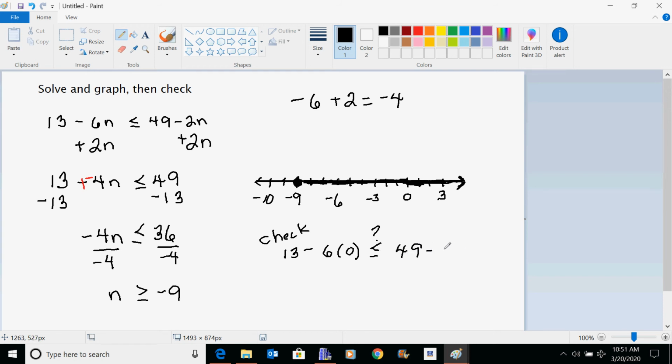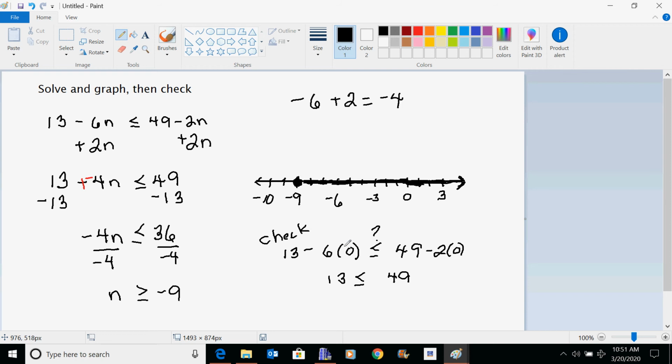And the reason why the checks are really useful here is because sometimes, especially when you're doing inequalities, it's so easy to forget when you divide by a negative. This is going to be your last way of seeing, just to make sure that you didn't accidentally forget to flip something over.